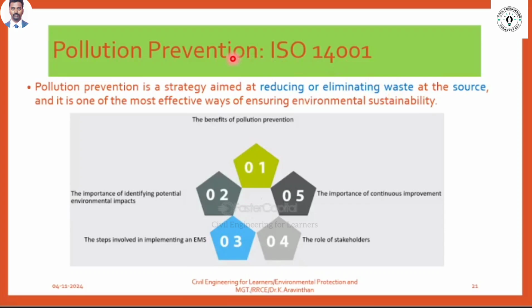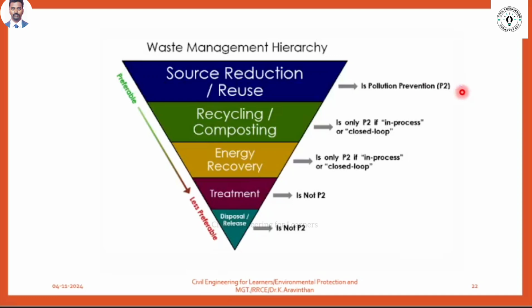We can generally give different definitions, but as per 14001, what is the definition? Aimed to reduce or eliminate waste from the source. This is pollution prevention. Now there is a hierarchy for pollution prevention. Particularly pollution prevention speaks on source reduction. This is the hierarchy of pollution prevention.